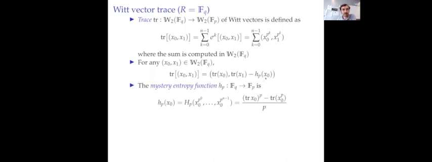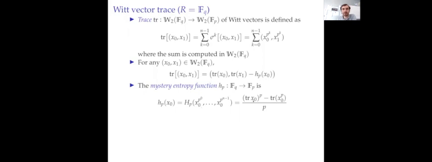I think this funny function is very interesting. I don't know what this function means, so I'll just call it the mystery entropy function. It is a function from the extension field to the base field, and it's just equal to the entropy of this distribution, where you take a single element of your field and raise it to all possible powers p to the power k. This is also called the Galois orbit, and then you compute the entropy of that.